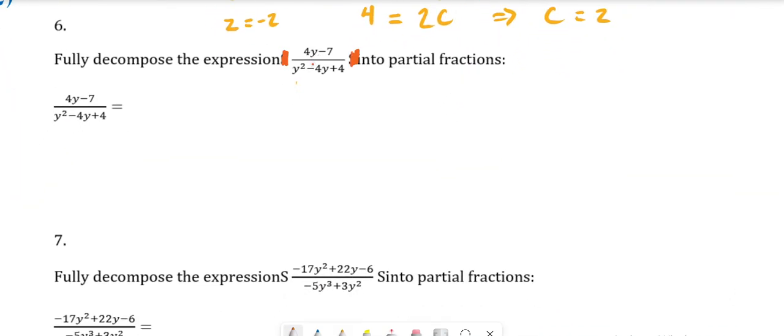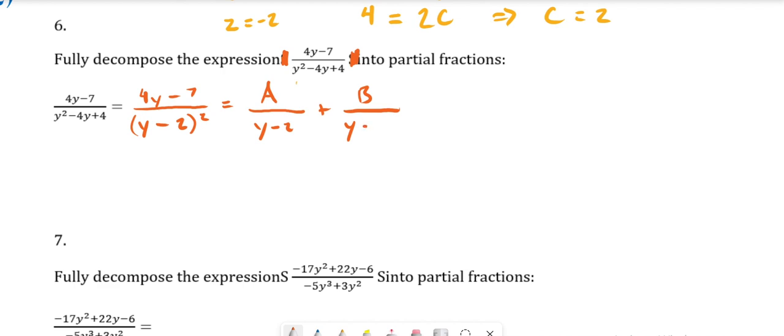For this next one, we are proper. We begin to factor the denominator, and we're going to have 4y minus 7 over y minus 2 squared. We actually have a single repeated linear term. This is going to require a linear term over y minus 2 and another linear term over y minus 2 squared. When I clear both sides, I will have a accruing a y minus 2, because only one of them will cancel, and b will have complete cancellation.